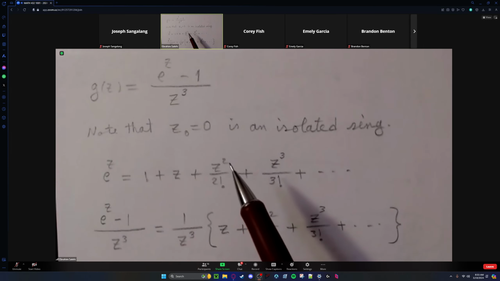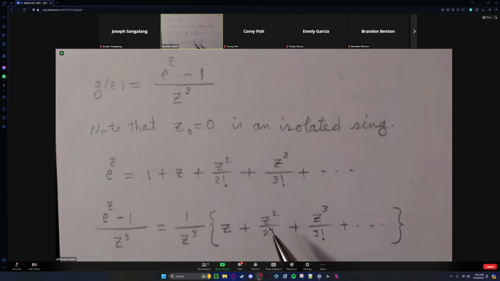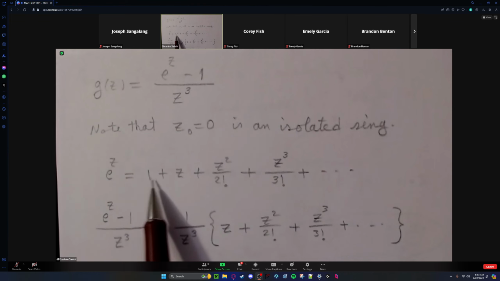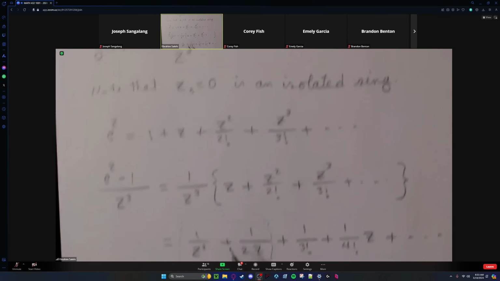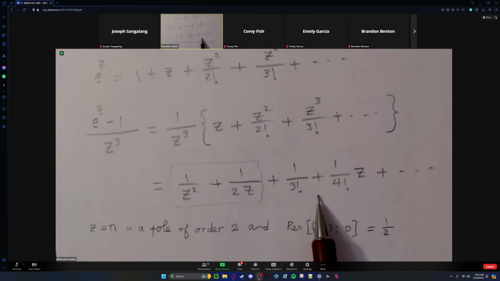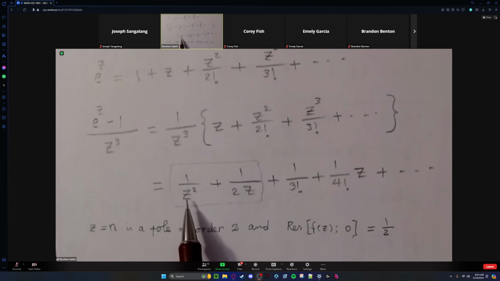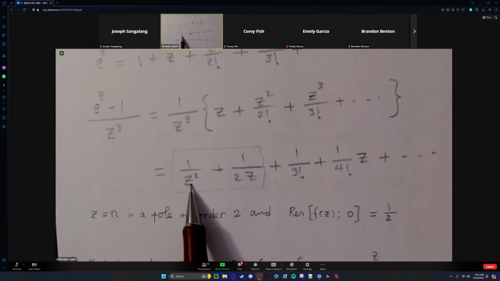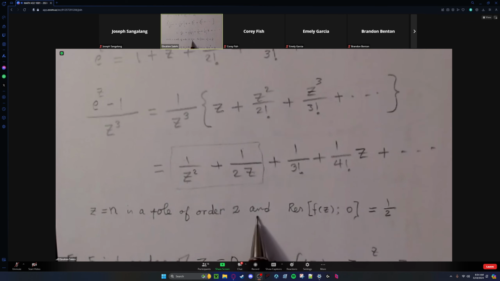Writing the Laurent series is the best approach. So here is e to the z minus 1. In this curly bracket is e to the z minus 1. You divide by z cubed. This is what you get. All right. Now, the largest degree of z in the denominator is 2. So z equals 0 is a pole of order 2.